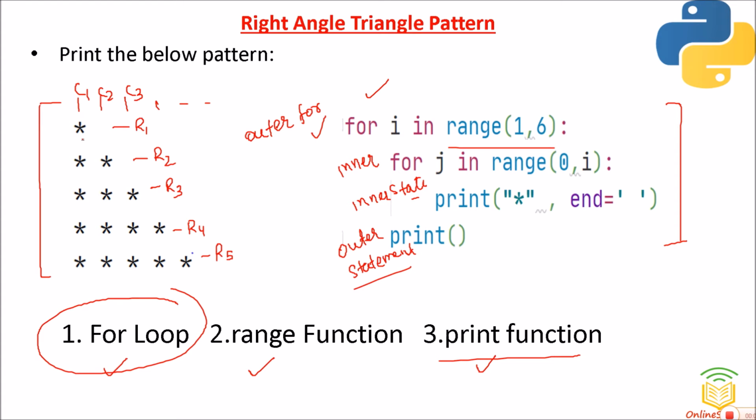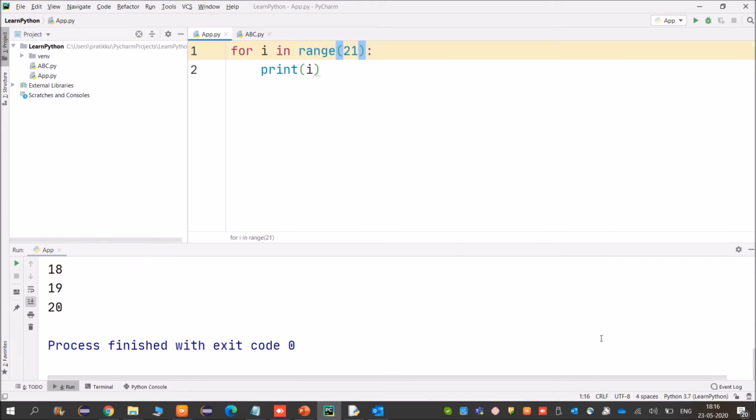Now friends, this code we will try to execute in PyCharm, and then we will see what output we are getting. And along with that, friends, I will be explaining the print function also. Friends, at the end of the video, you will not have any confusion with respect to printing this particular pattern. Now friends, let us go to PyCharm.